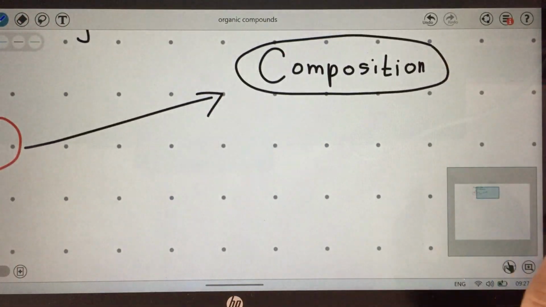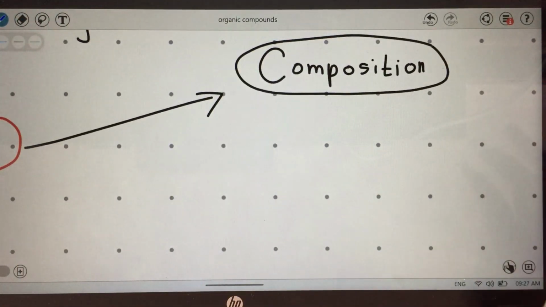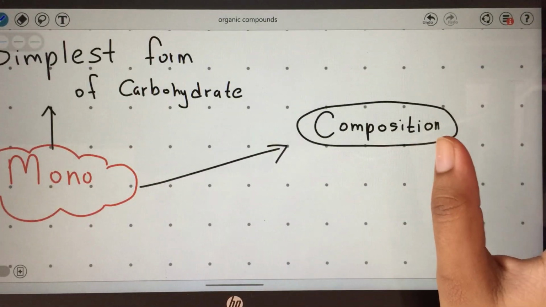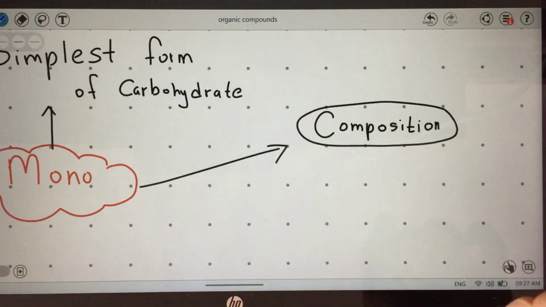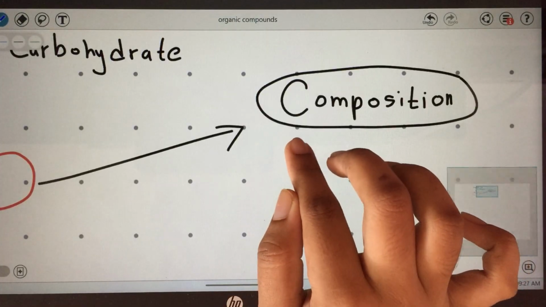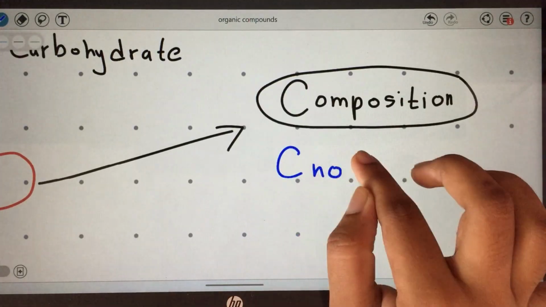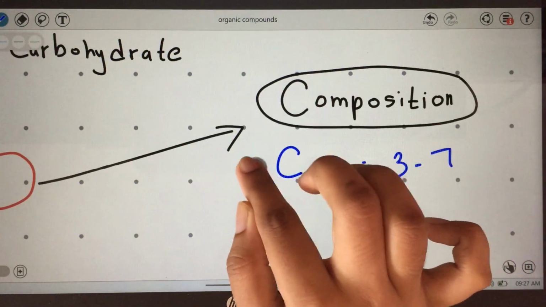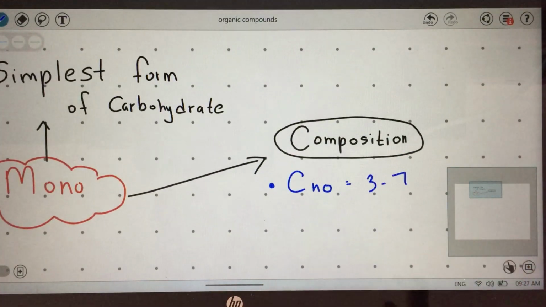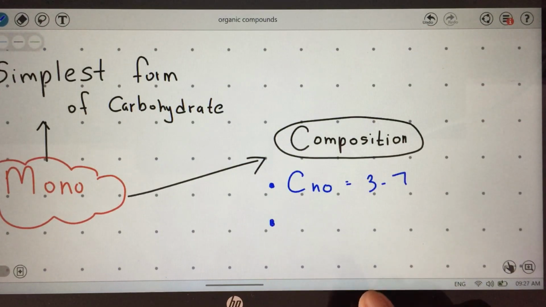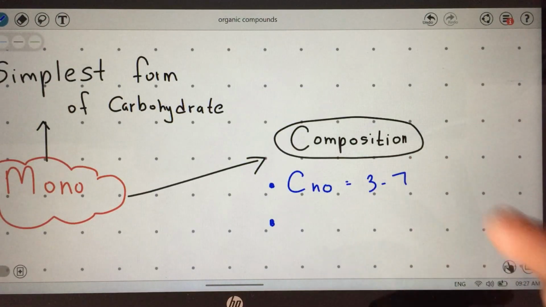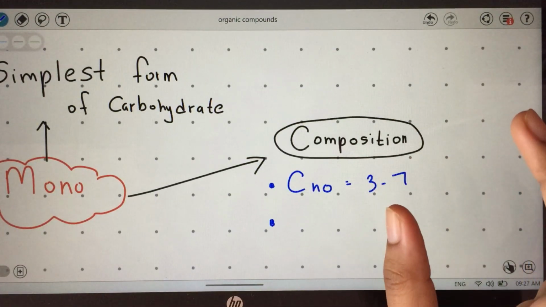Under composition for monosaccharides, now here monosaccharide is also a carbohydrate, so that's going to have carbon, hydrogen, oxygen. Now we are going to speak about the number of carbon. Now carbon number is going to be 3 to 7. That is 1 point. Then the second point is the general molecular formula. Now there we had CxH2O(Y).